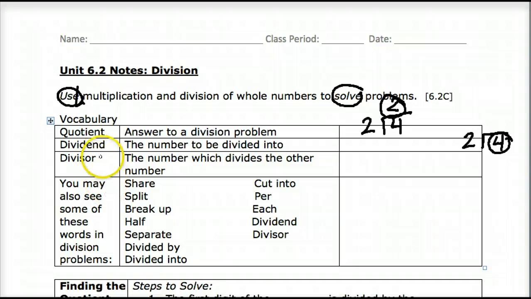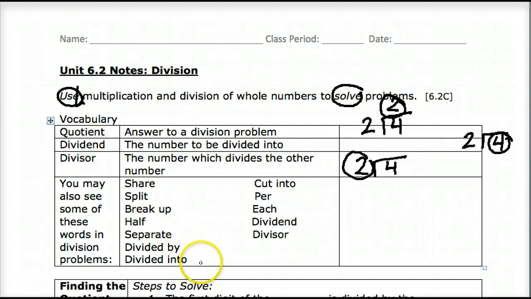Next we have divisor. The divisor is the number which divides the other number. So if we have 2 will go into 4, how many times? We know that our divisor is going to be the 2 because it is the number that is going to divide into 4.